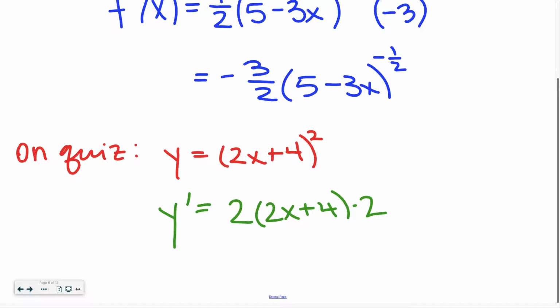Okay, so we do the power rule. Our exponent goes to 1. And then inside, we have to take that derivative to be 2. Now, if I ask you where this function has a horizontal tangent line, that's a pretty nice derivative to set equal to 0. I can tell you right now that x equals -2 without a whole lot of work. Right? Okay.